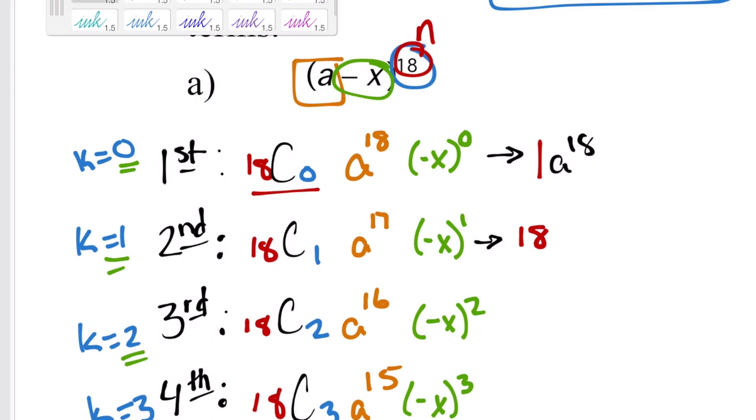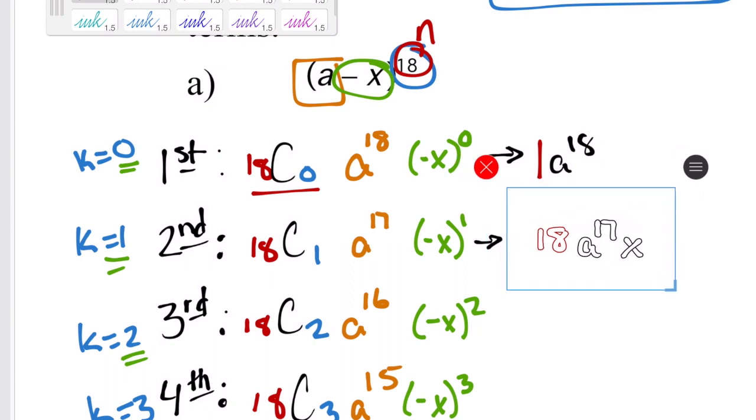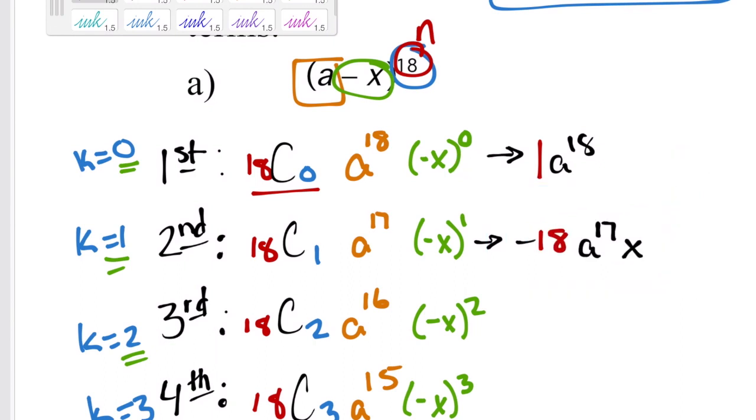And then we have a to the 17th, and negative x to the first power is still going to be negative x. So I'm going to move this over a little bit so that I have room for my negative sign. And then when we do 18 combo 2, we would end up with 153. So this would be the 18th row of Pascal's triangle. The third number would end up being 153. And then a to the 16th power, and negative x squared would give us just a positive x squared.